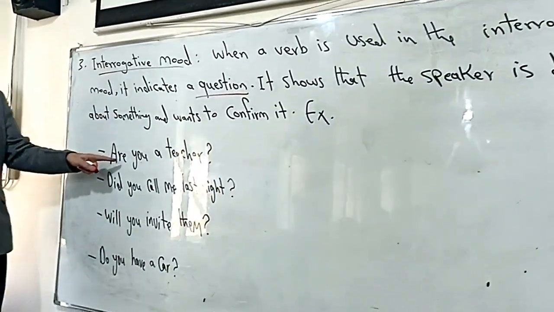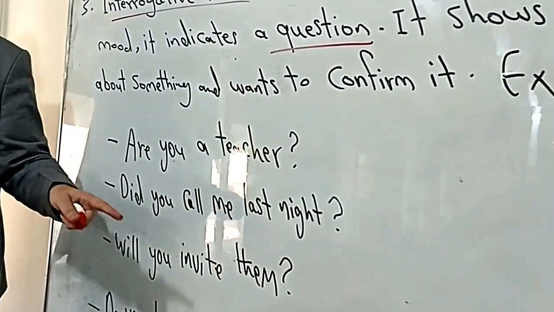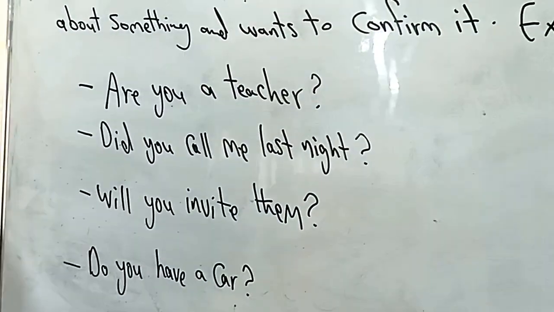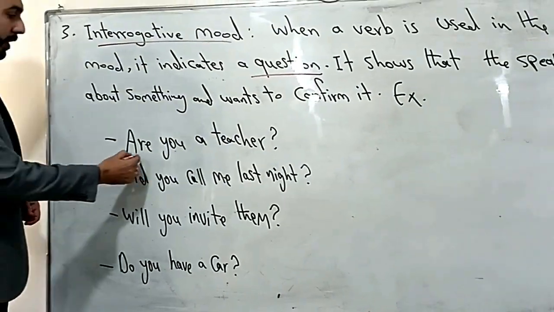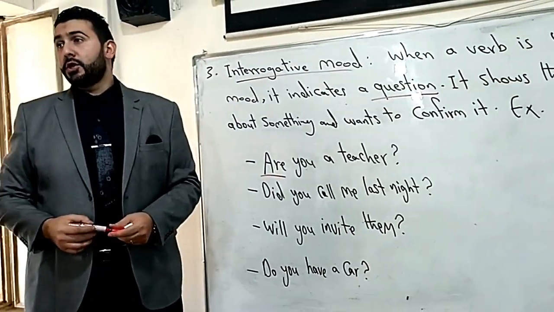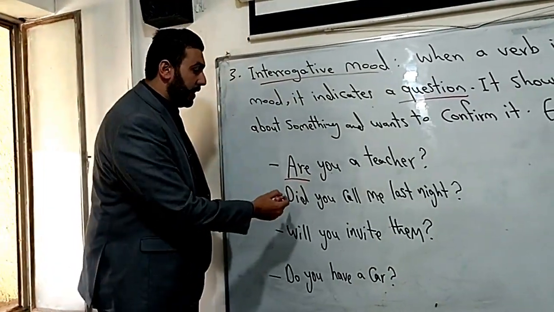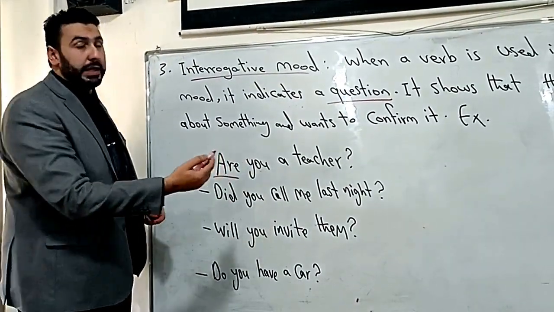So you will always use the interrogative mood. For example, are you a teacher? Are you a teacher? So I'm doubtful. I'm not sure. I'm asking you, are you a teacher? So are here is using the interrogative mood. And we have, did you call me last night?